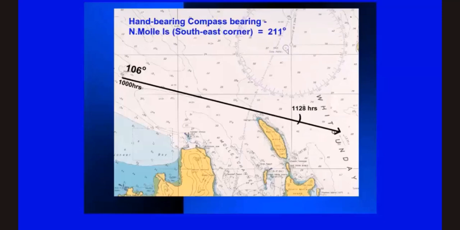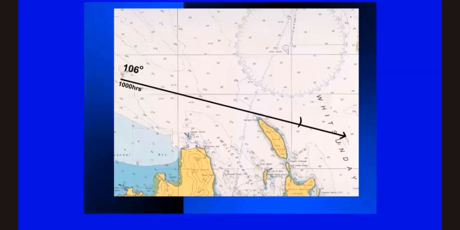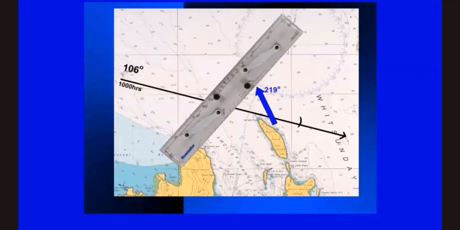We still need to apply variation, which we know is 8 degrees east, and because we're converting from compass to true, we add east. It gives us a true bearing of 219 degrees. Now we must plot that on the chart. Place the top edge of the rules to cut both the outer ring at 219 and the dot in the centre of the compass rose.